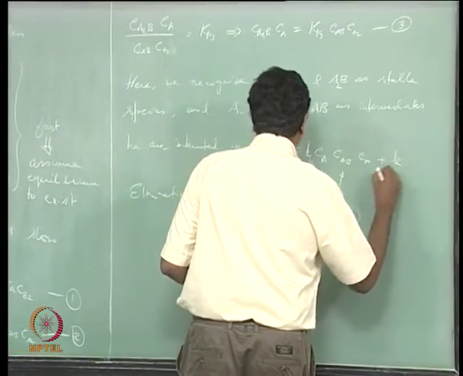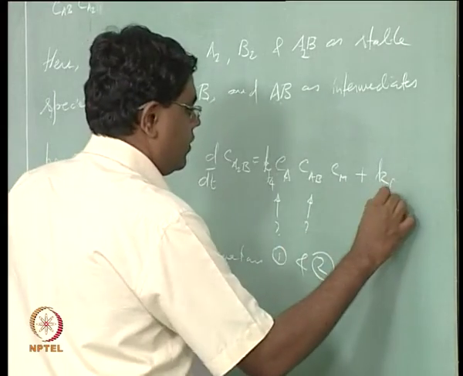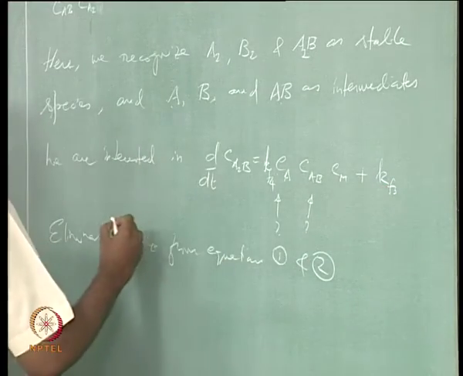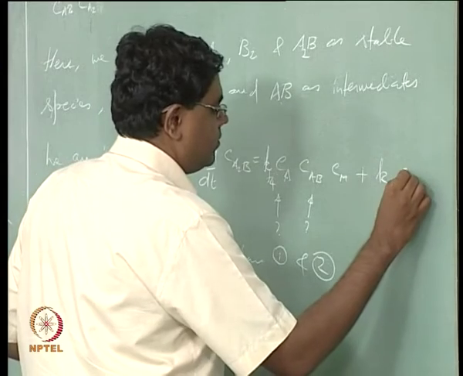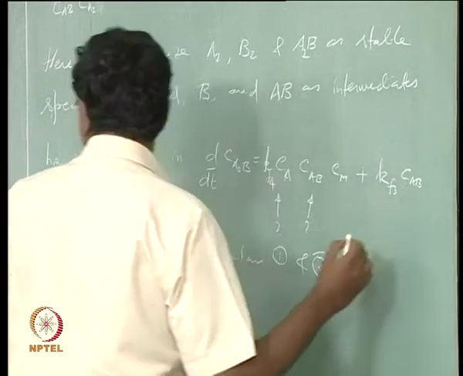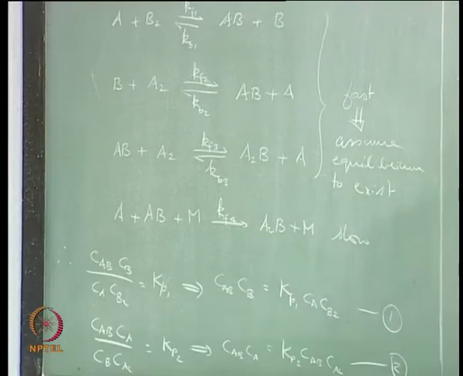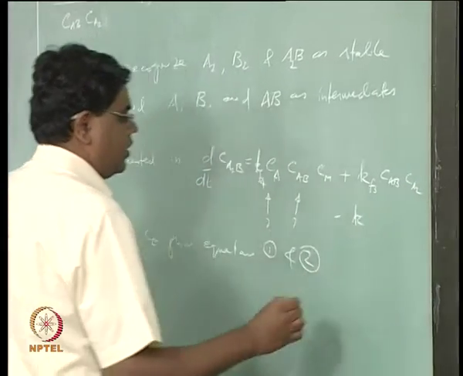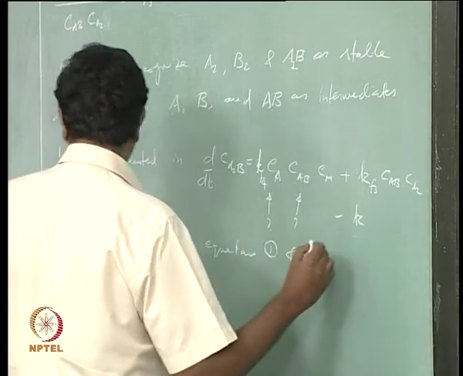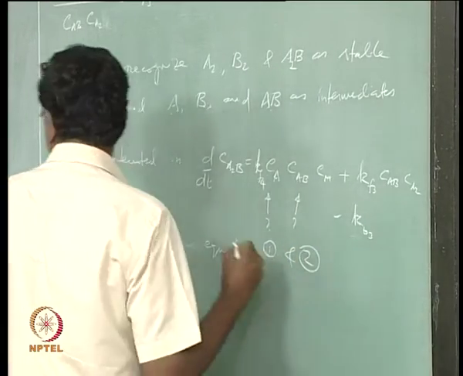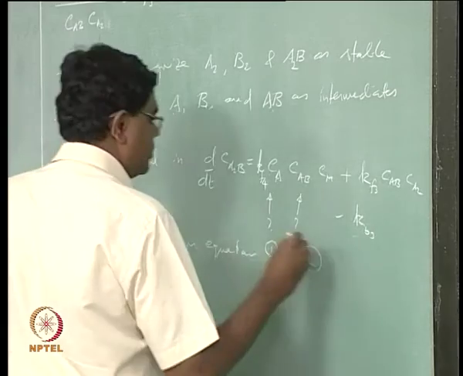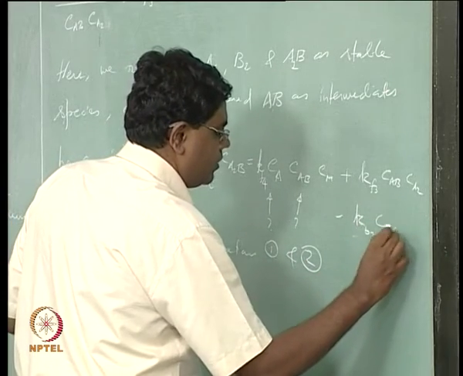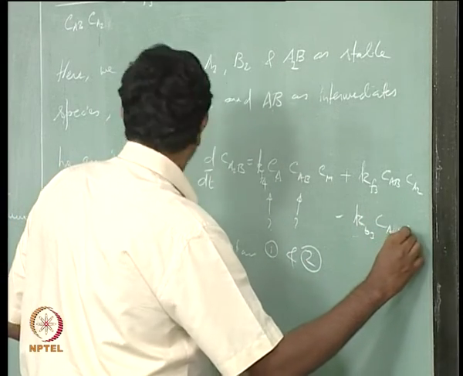Plus K_F3. It's being produced in the forward reaction, C_AB, C_A2, minus K_B3, C_A2B, C_A.